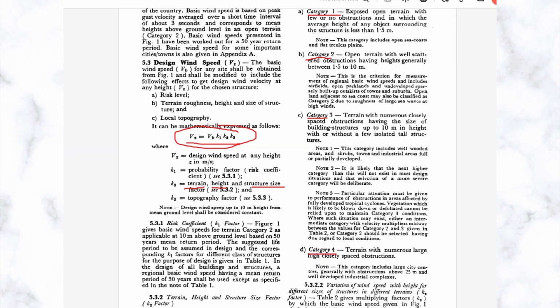First of all, we have discussed terrain. Now we need to discuss something related to the structure size because it is categorized in the class. Okay. Terrain is classified into categories and structure size is classified into class A, class B, class C. So what does it mean? That we'll try to understand from this next factor.